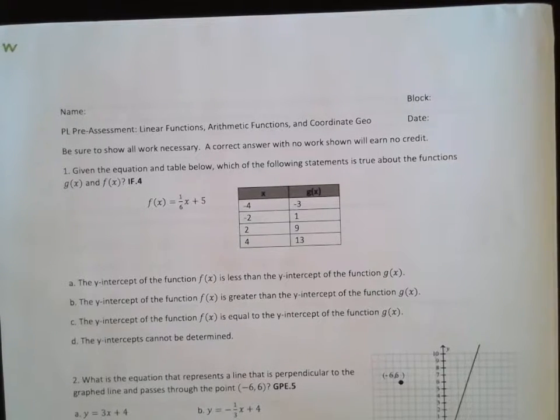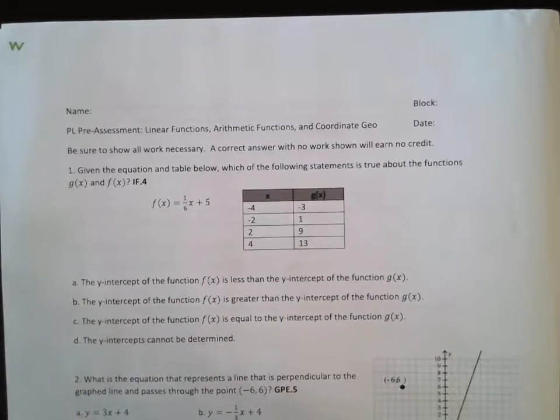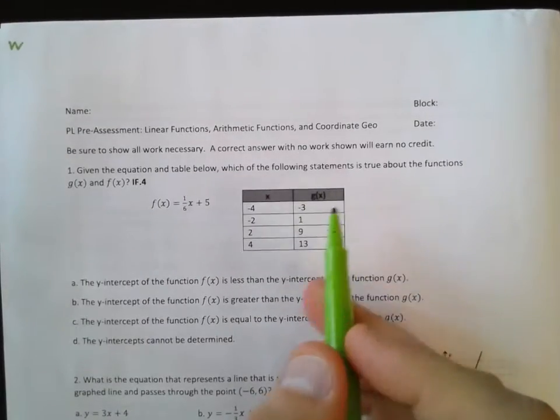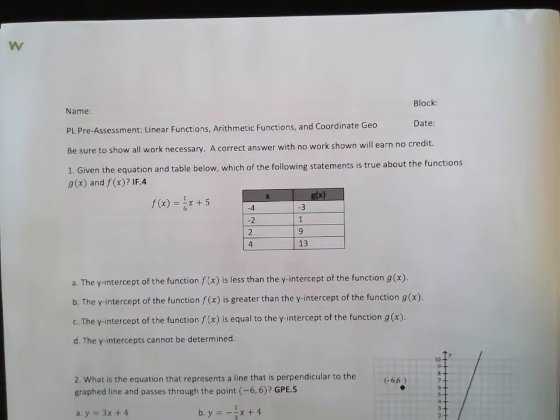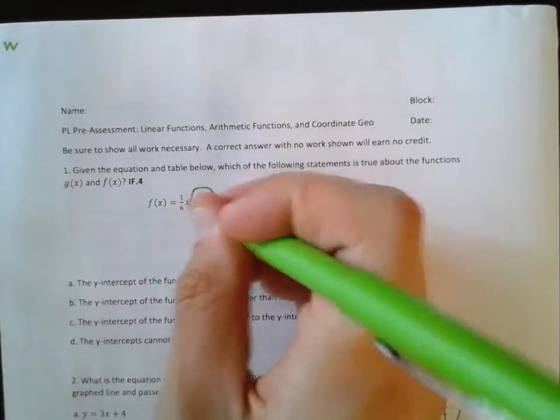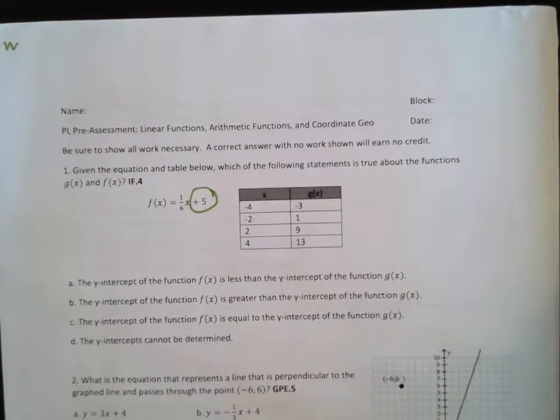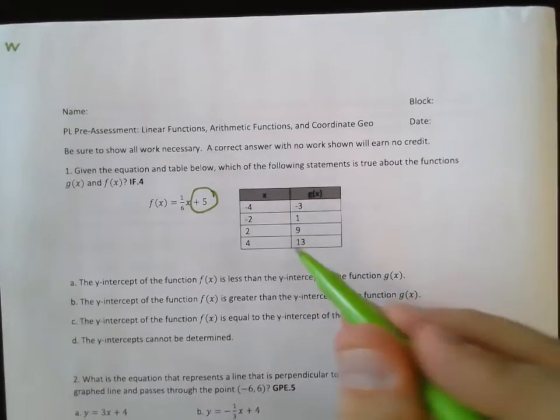So number one, it says, given the equation and the table below, which of the following statements is true about the functions g of x and f of x? These four statements talk about the y-intercepts, so we're going to have to identify both of these y-intercepts. Now f of x, that's easy. The y-intercept is 5. G of x, however, is slightly more difficult.